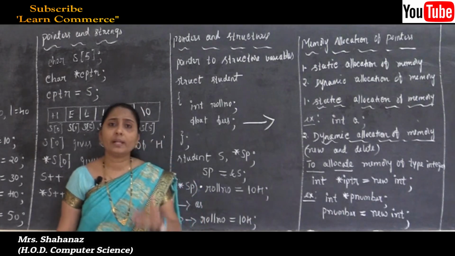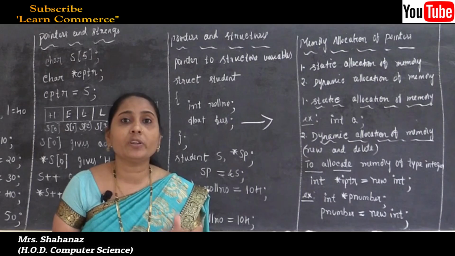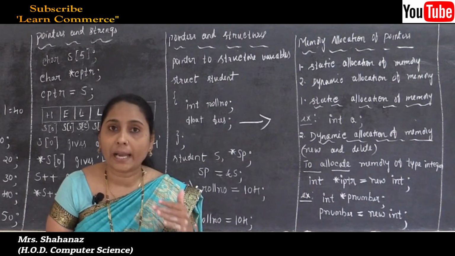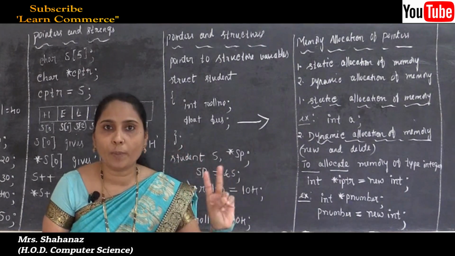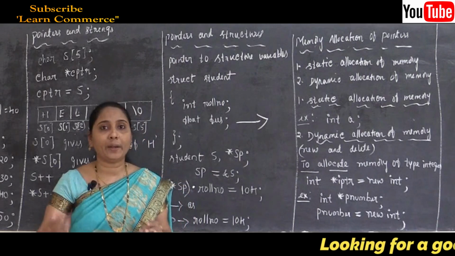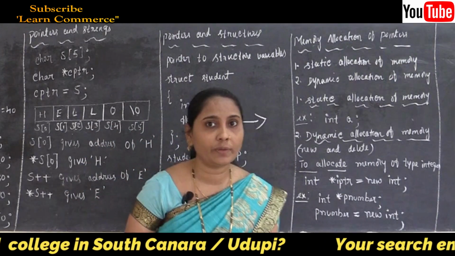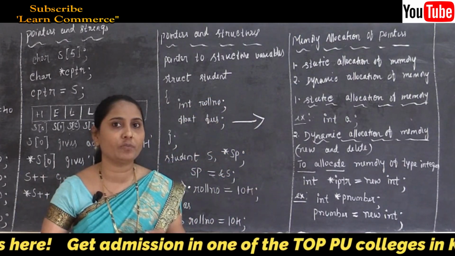Correct? So the compiler allocates the amount of memory space for the declared variables. Why? Because if the declared variable is an integer, then it is going to reserve 2 bytes. Correct? Because it depends on the declaration of the data type. The compiler reserves some amount of memory space depending on the declaration of the variables.